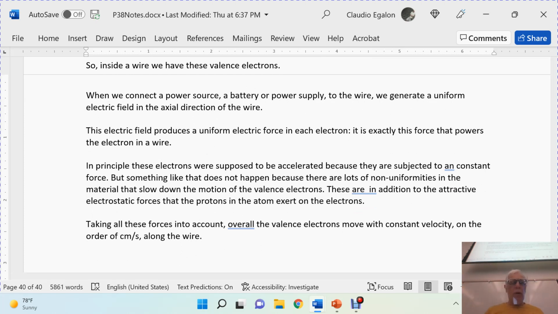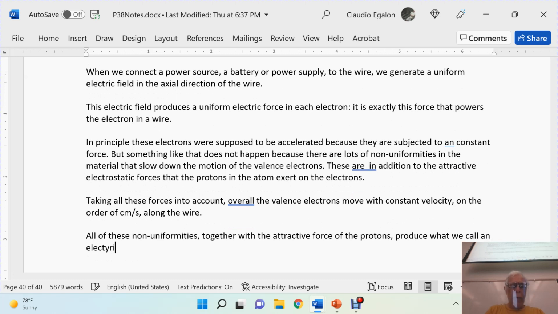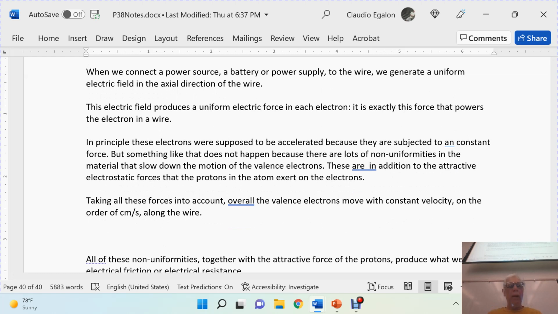Okay. So there are centimeters per second. All of these non-uniformities together with the attractive force of the protons produce what we call an electrical friction, or electrical resistance. But before we go into that, I gotta go back here, right?